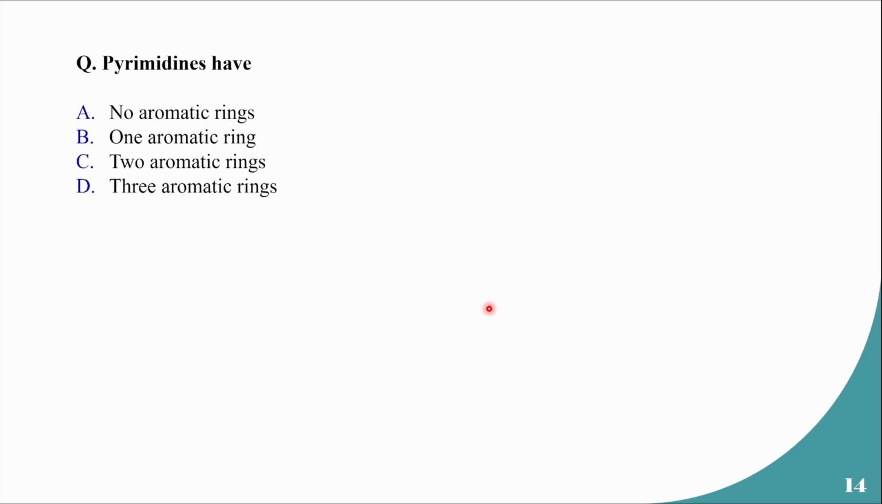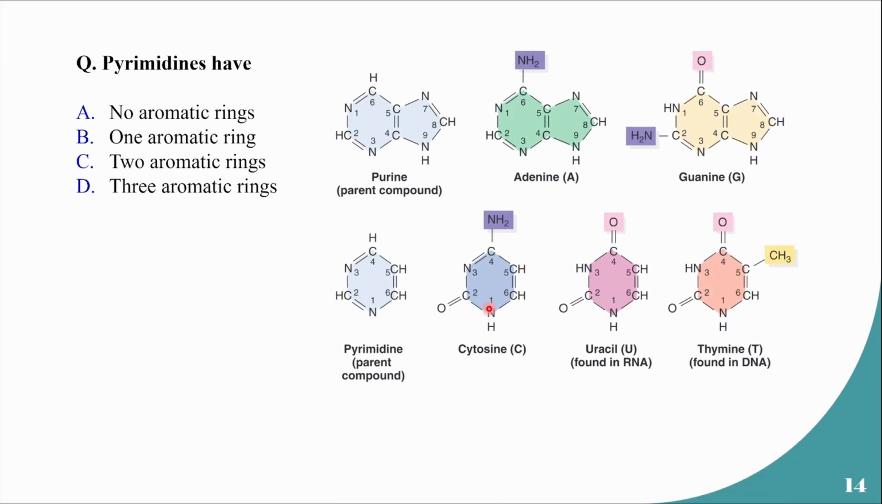If we look at the structure of pyrimidines as well as purines, you notice that purines have these two-ringed structures, right? And pyrimidines have this one-ring structure. So here the answer will be one aromatic ring. For the examples, you can see that adenine and guanine are purines, and cytosine, uracil, and thymine are pyrimidines, right? You know thymine is found in DNA, and uracil is found in RNA, right? Okay.